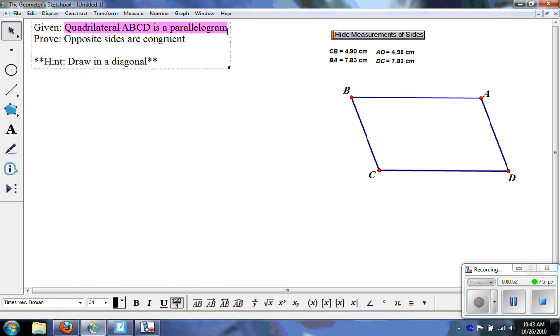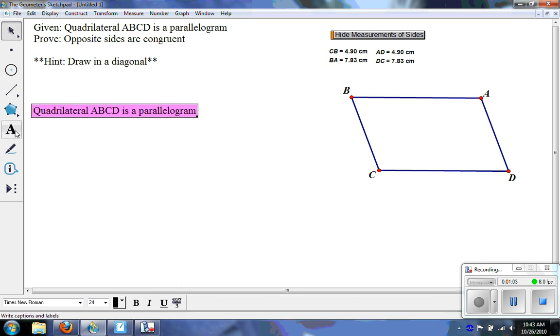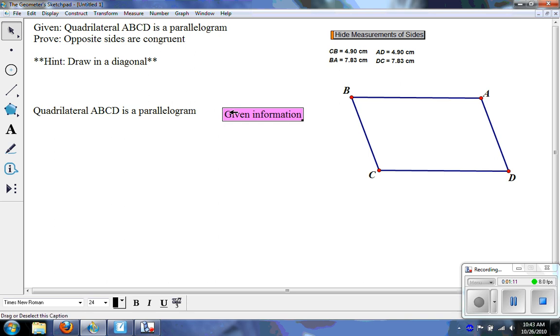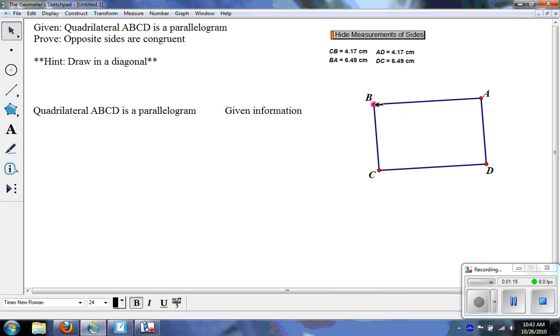So I'm just going to copy that, and paste it. And I'll do these as given information. Now, students have to think about, well, what else do I notice since it is a parallelogram? The first thing they should recognize is that in parallelograms, opposite sides are parallel.